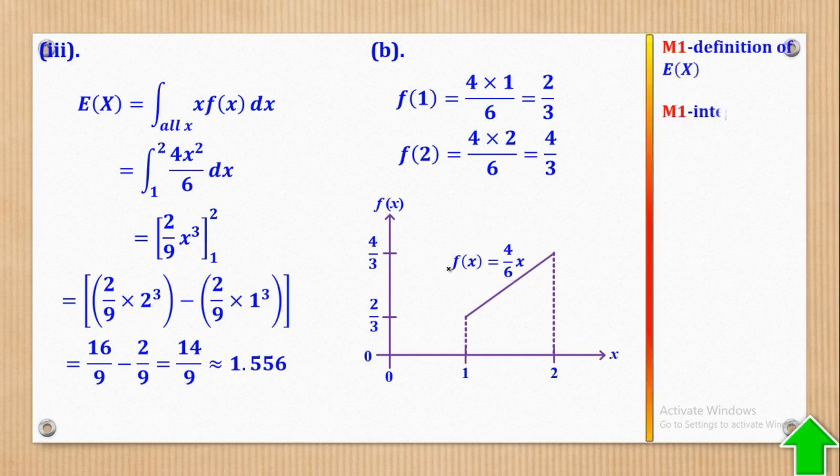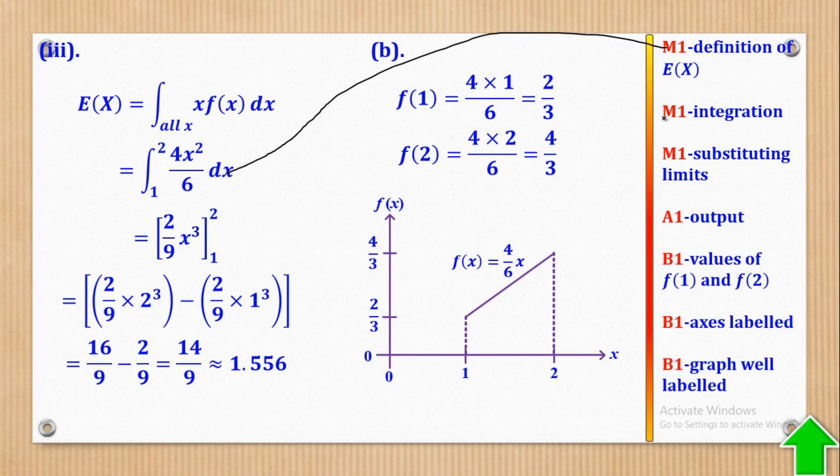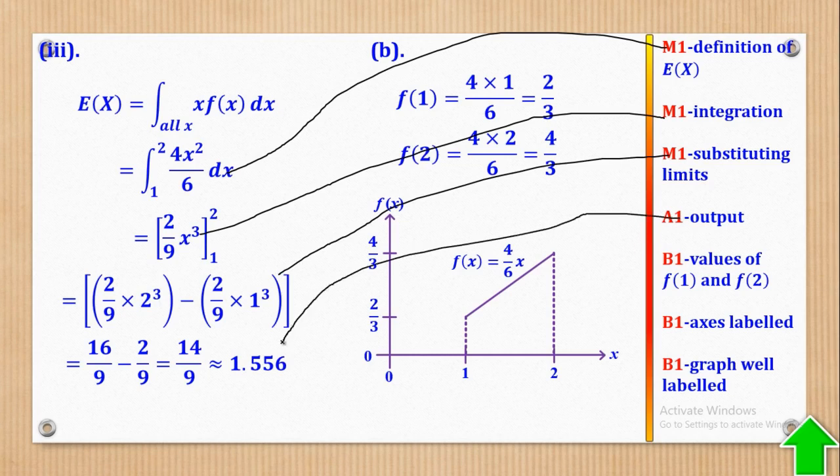Now let's see how marks can be awarded. So M1 for the definition of EX, M1 for integration, M1 for substituting limits, A1 for the output. Then B1 for getting both values of F1 and F2, B1 for axes which are well labeled, and B1 for the graph which is also well labeled.